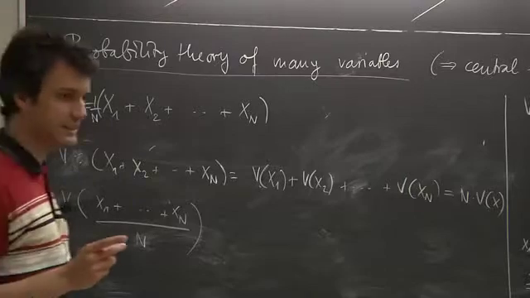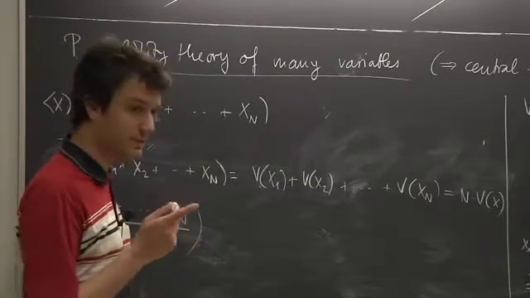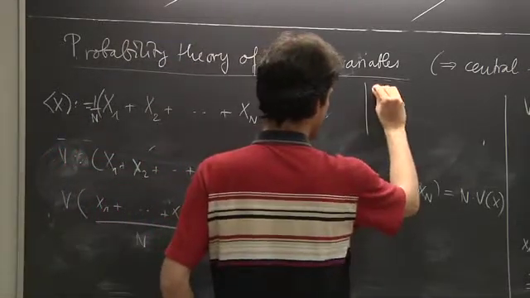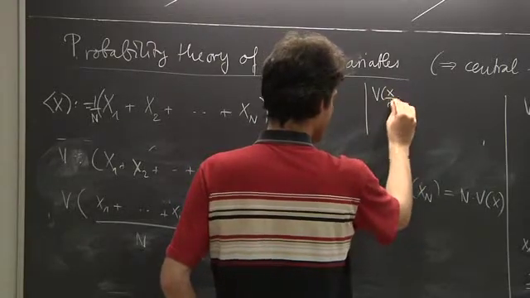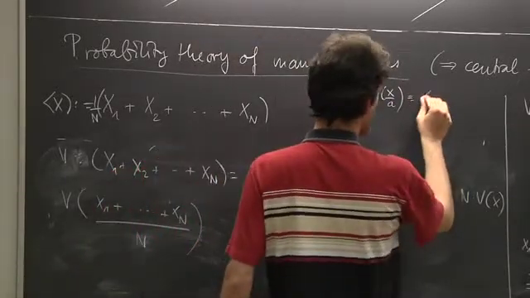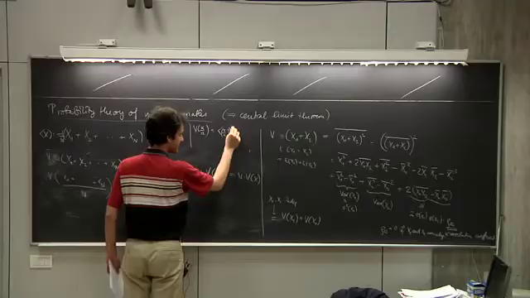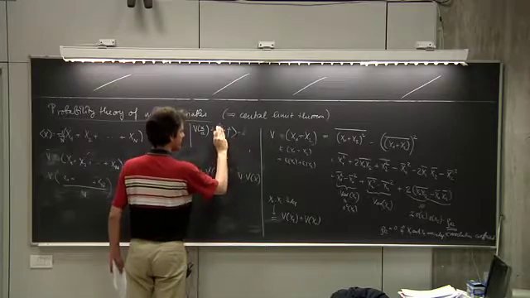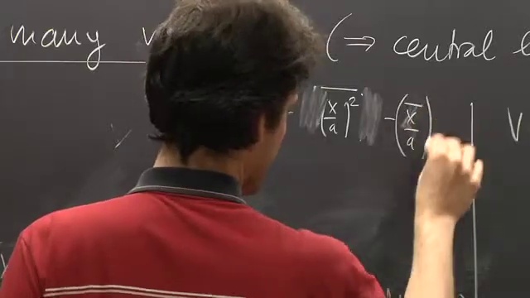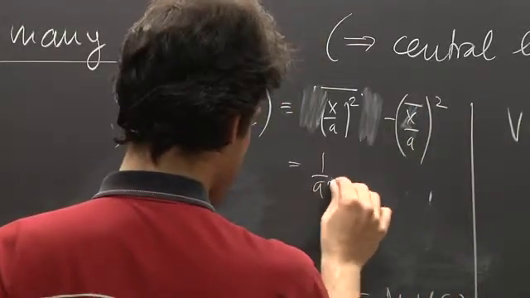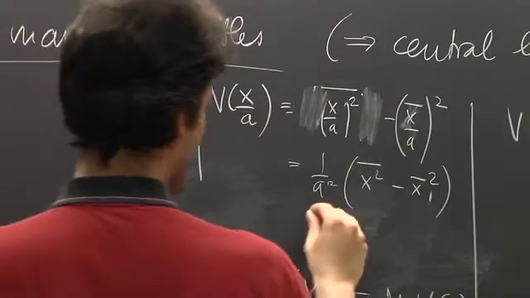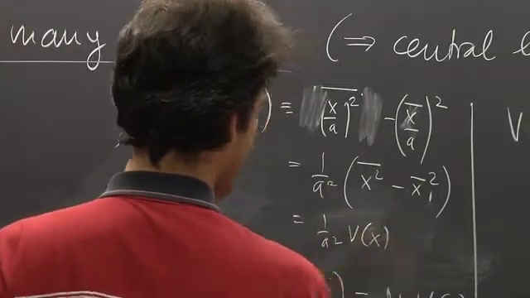So 1 over n or 1 over n squared? Yes, true. It's 1 over n squared, but how do we see that? Well, just as a little side calculation. If you have the variance of any variable divided by some constant a, by definition, this is the average of x over a squared minus the average of x over a, squared, and you see that this is just 1 over a squared times the average of x squared minus the average of x, squared. So this is 1 over a squared times the variance of x, right?